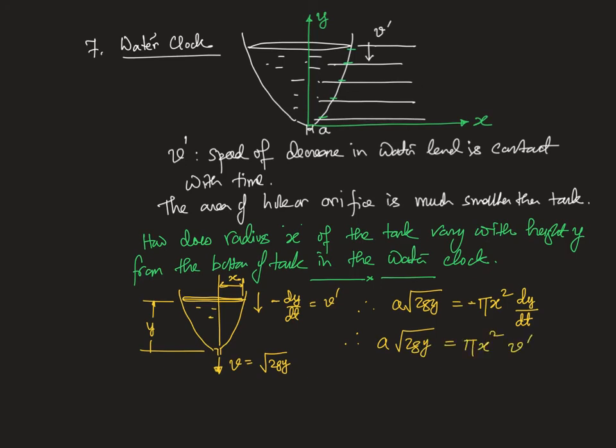Now v dash is constant, so now you can square both sides. What do you get? A square 2gy equal to pi square x to the power 4 v dash square. So therefore y is equal to k times x to the power 4. That is the equation. So for it to be a water clock, the condition is that y should be proportional to the fourth power of x.